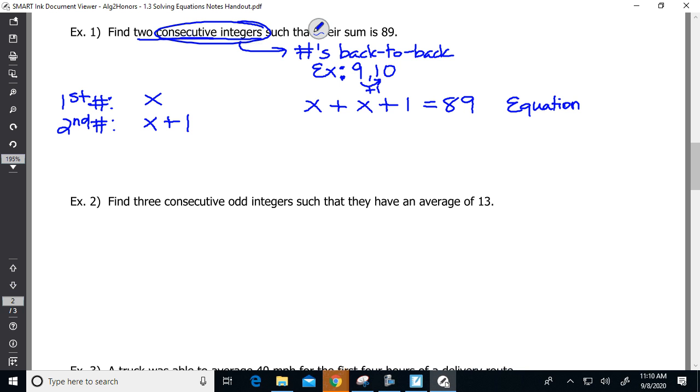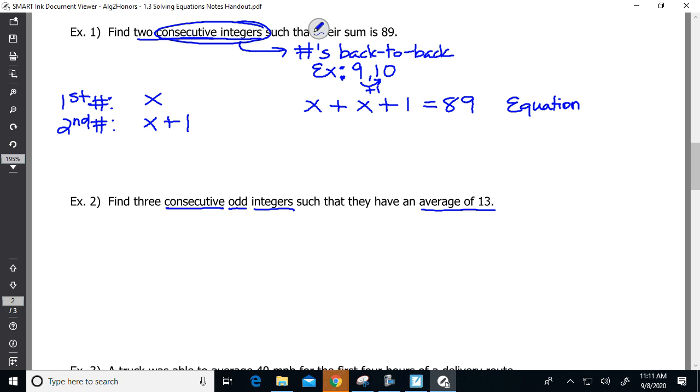Example 2. Find 3 consecutive odd integers such that they have an average of 18. So, consecutive odd integers and an average of 18. There's a few things happening here. Consecutive is very, very similar to what we just did in example 1. Odd integers is where this changes up a little bit. So now the numbers have to be consecutive, but they also have to be odd.